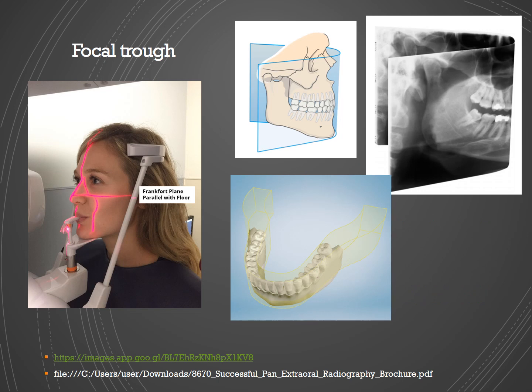So let's look at focal trough again. Like I told you, it's a three-dimensional imaginary layer in which you want your patient's jaw to be positioned. So this is exactly a description of how that three-dimensional layer looks like. And when your patient's jaw is positioned at that point and you have taken into consideration the Frankfurt plane and the mid-sagittal plane, for which there are guidelines in the X-ray machine itself, you are going to get the best quality of images possible.